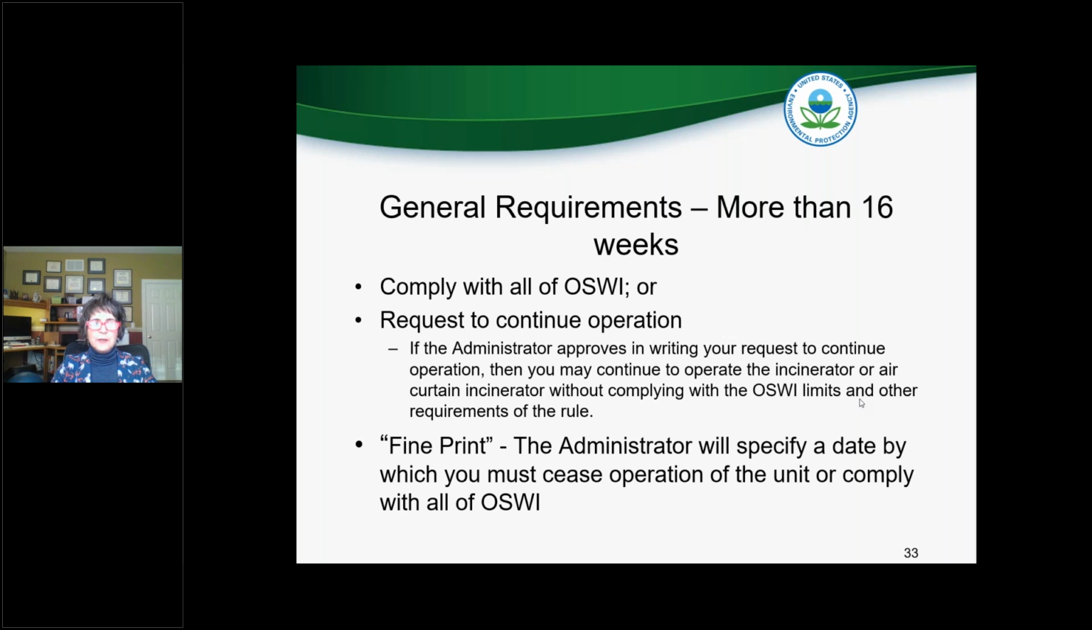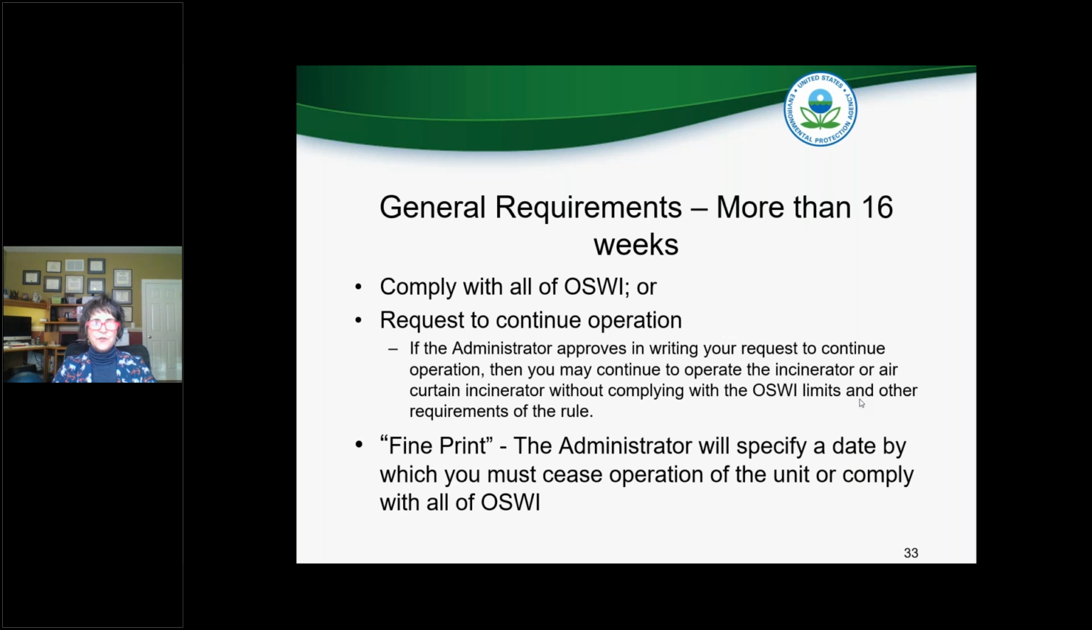So there is still one more chance if you're getting up to your 16 weeks and you're thinking that you're not going to get your area cleaned up in that period of time. You do have a couple of options. One is that you can go ahead and start complying with all of OSWE, or you can petition again to the administrator to ask that you continue to operate your unit. And if you get permission from the administrator, you can do that without complying with the OSWE limits or other requirements of the rule. The administrator, however, is going to specify a date by which you must cease operation of the unit.